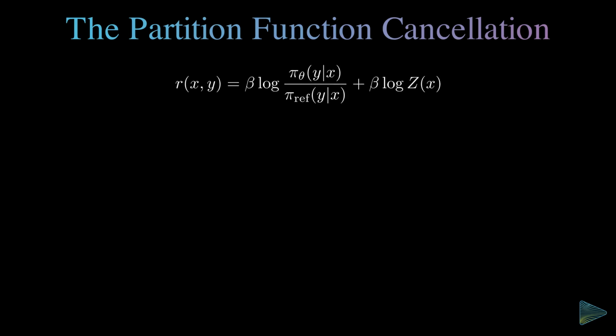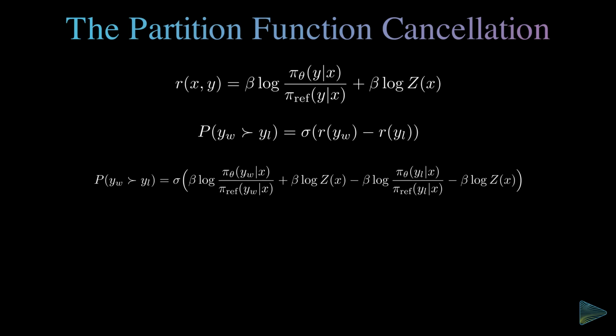Let's synthesize everything into direct preference optimization. The key insight is the reparameterization. By expressing the reward as beta times log pi over pi reference plus beta times log Z of x, and substituting into the Bradley-Terry model, the partition functions cancel.